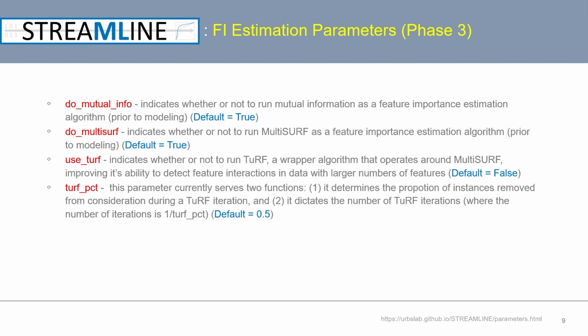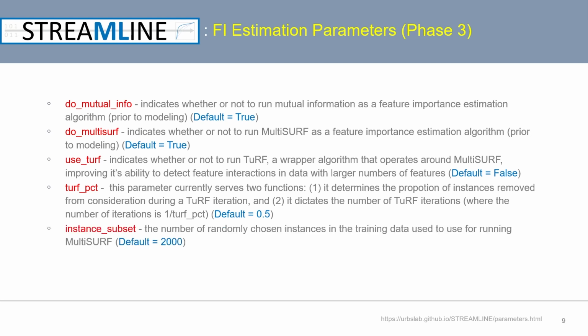Its default value is 0.5, meaning that half of all features will be removed over the course of 2 iterations. In contrast, if this parameter was set to 0.2, 20% of features would be removed each iteration over the course of 5 iterations. Instance subset defines the number of randomly chosen instances in the training dataset to be used for running multisurf, with the default of 2,000 instances.